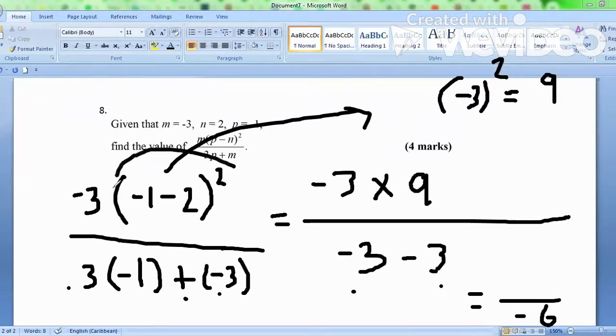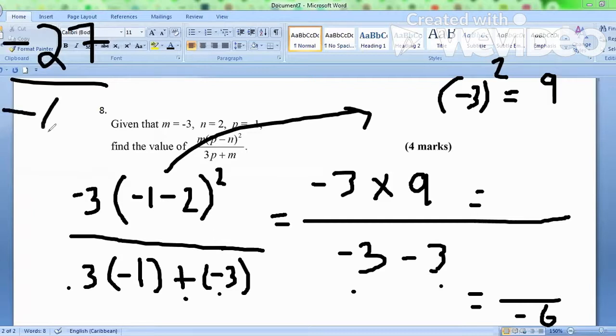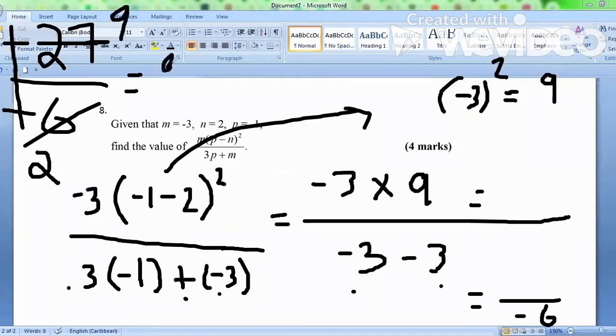So all of this is equal to what? 9. And what's negative 3 times 9? What's 3 nines? 27. So we have negative 27 over negative 6. When you divide two negatives, what do you get? Positive. So those two drop off. Give me a factor that can go into 6 and 27, the highest common factor. 3. So 3 into 6 goes 2. 3 into 27 goes 9. The answer is 9 over 2, or 4.5.